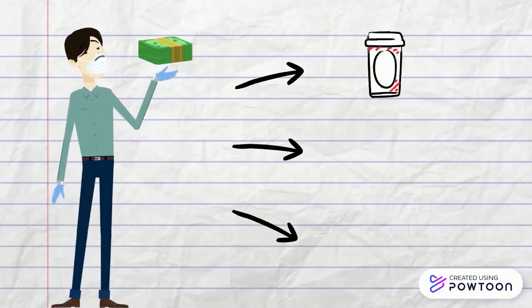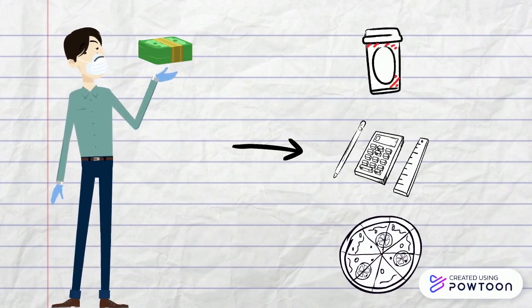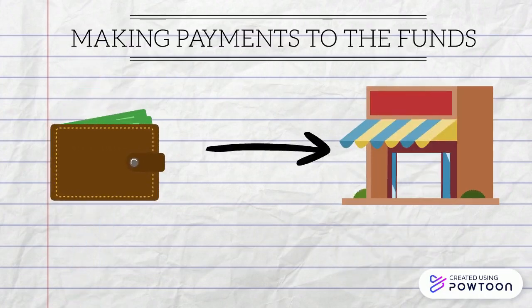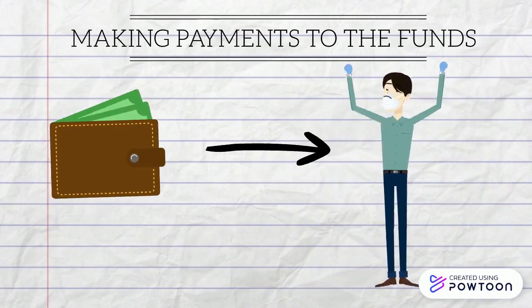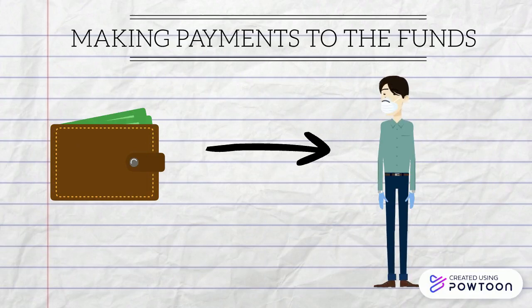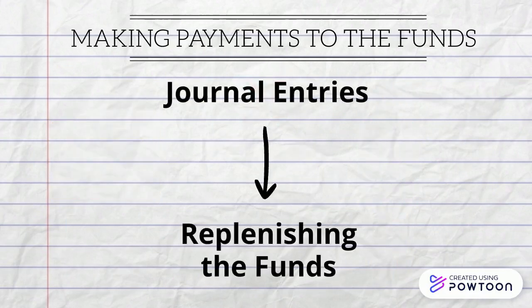After the fund is established, the cash can be used to pay for qualifying expenditures. Payments are usually made in 1 or 2 ways. Either cash can be taken directly from the fund to make payments, or an employee such as Stephen here can utilize their own funds and seek reimbursement from the fund for payments they made personally. Either way, journal entries are not recorded for payments from petty cash. They are only made when the fund is replenished.